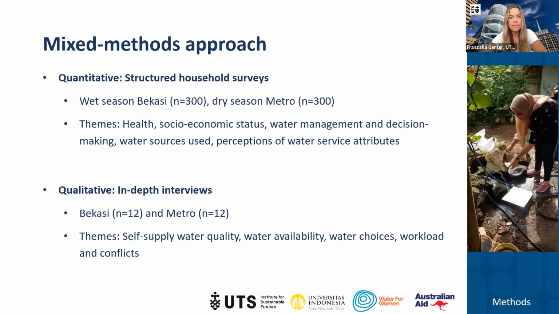We used an explanatory sequential mixed methods approach with a quantitative component, including a cross-sectional household survey, followed by a qualitative component, including in-depth interviews. The structured household survey was carried out in 300 randomly selected households in Bekasi and Metro.